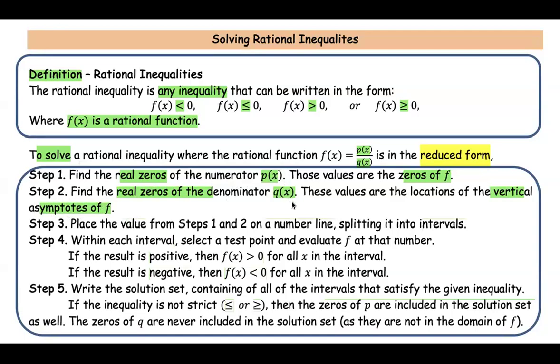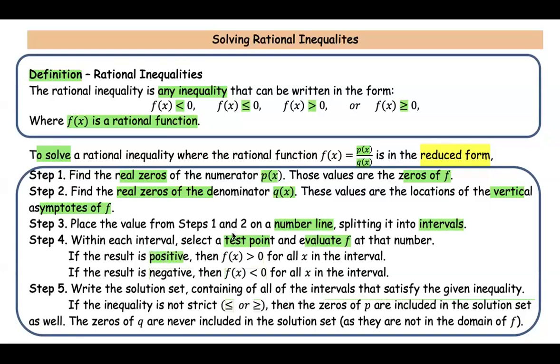That means we're going to use a factoring skill to factor completely and then solve to find the real zeros of the numerator and denominator if needed. Step 3, place the values from step 1 and step 2 on the real number line, splitting it into intervals. Step 4, within each interval, select a test point and evaluate f at that number.